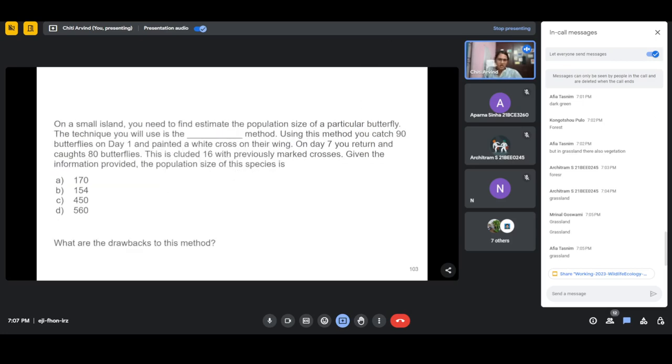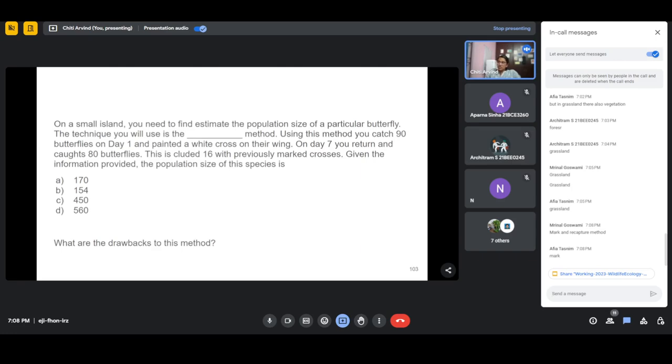Okay, so take out your pen and paper or do it in Excel. I'm going to read this out. You are on a small island, and you are a scientist trying to find out the population size of a particular butterfly species, right? The technique you will be using is a dash method, and using this method you catch 90 butterflies on day 1 and paint a white cross on their wing. On day 7 you return and catch, sorry for the typo, 80 butterflies. This includes 16 with previously marked crosses, right? Please ignore that typo again. This includes 16 with previously marked crosses.